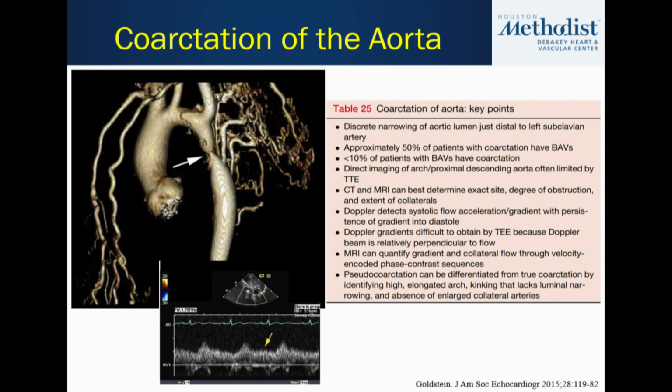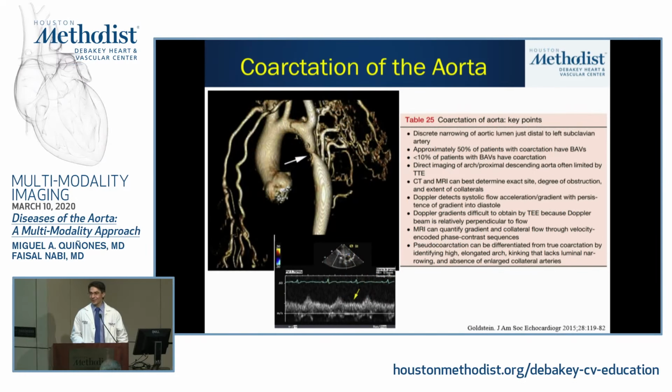Let's move on to congenital diseases of the aorta. This is a nice case of coarctation. As you know, in coarctation, you have a discrete narrowing of the aorta. CT and MRI can give you exquisite pictures. You'll often see a lot of collateral vessels trying to get blood to the lower extremity, if it's a significant enough coarct.